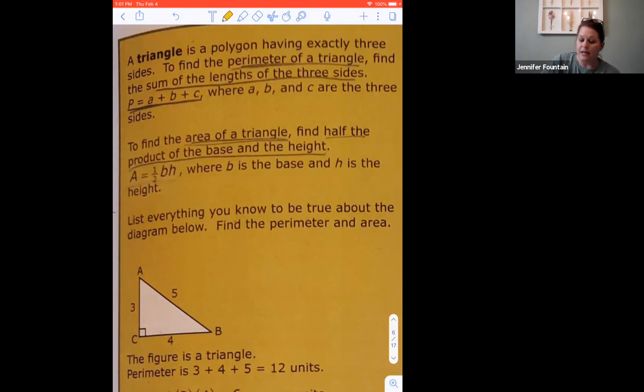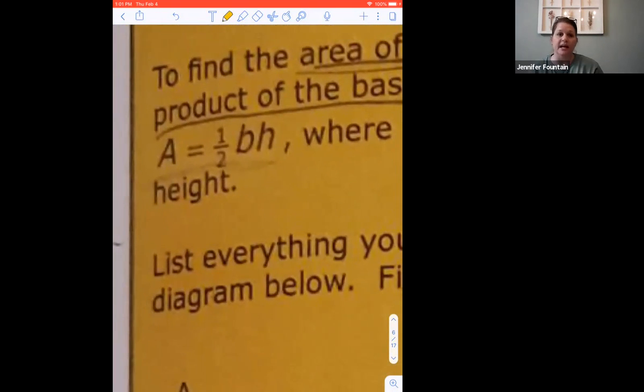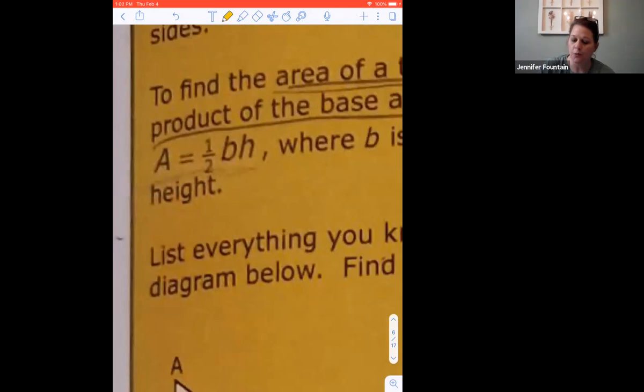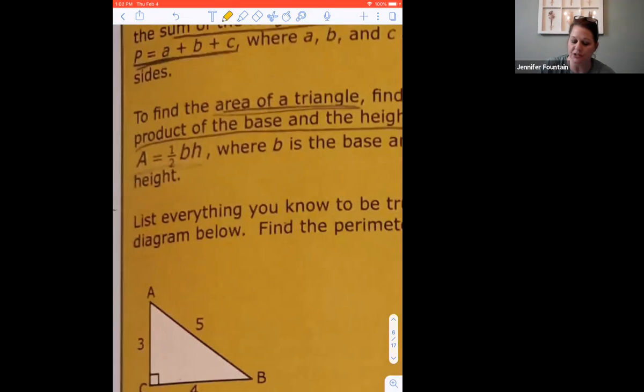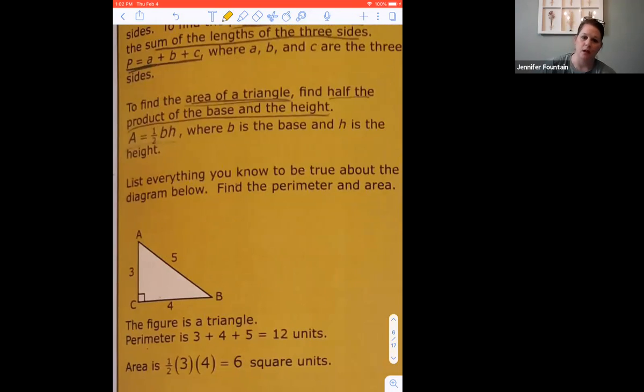Now notice underneath it, it says to find the area of a triangle, find half the product of the base and the height. So my formula for the area of a triangle is area equals 1/2 base times height, where B is the base and H is the height. So 1/2 BH. All right, so I want you to see something for a minute.